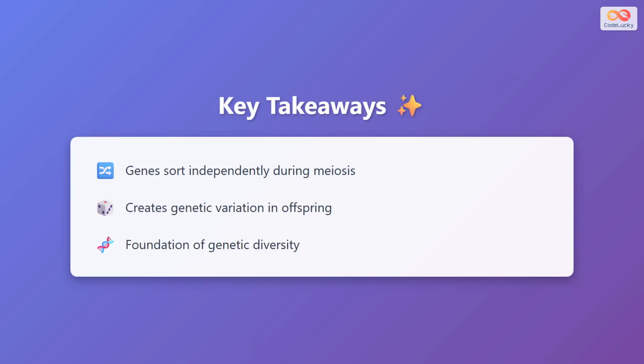Let's summarize the important points. Genes sort independently during meiosis, the process of creating gametes. This independent sorting creates genetic variation in offspring, meaning children can have trait combinations different from either parent. Finally, this principle is a foundation of genetic diversity, which is essential for evolution and the adaptation of species to changing environments.